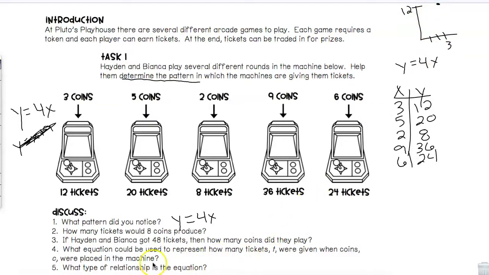Okay, so how many tickets would 8 coins produce? So what they want us to do is have 8 as our x value. So if I put an 8 in right here, 4 times 8 would give me 32.